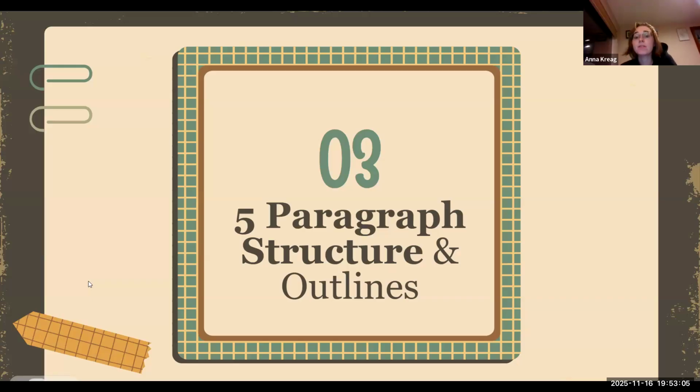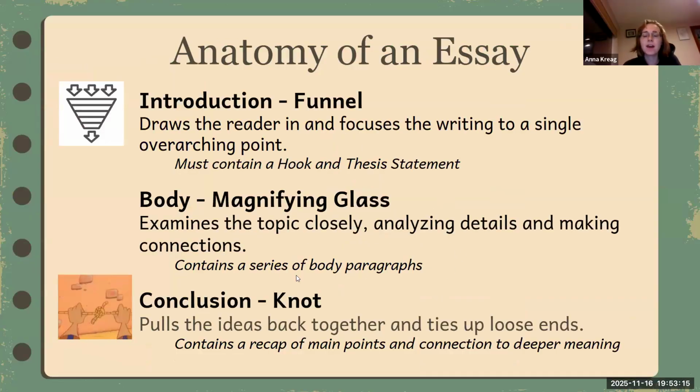Here we're going to talk about the 5-paragraph essay structure and do a little bit of a refresher on outlines. So we come back to the anatomy of an essay. Your introduction is the funnel. You've got a set of body paragraphs, which is your magnifying glass that is examining the topic. And then we have our conclusion, which is the knot. And we will actually take a look at the specific parts of this anatomy of an essay in our 5-paragraph essay format next.